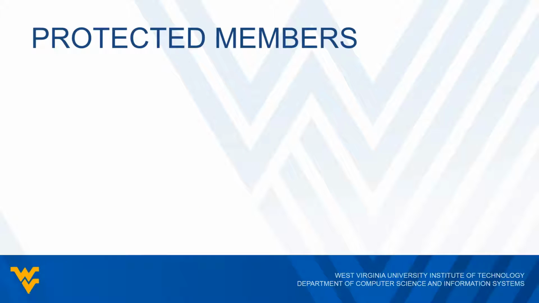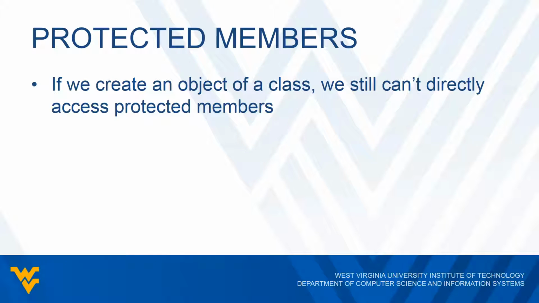superclass. The last thing I want to reiterate with protected data members is that if we do create an object of a class, we cannot directly access the protected members. They're still private outside of the class where the variable was declared. So let me give you an example just to show this.